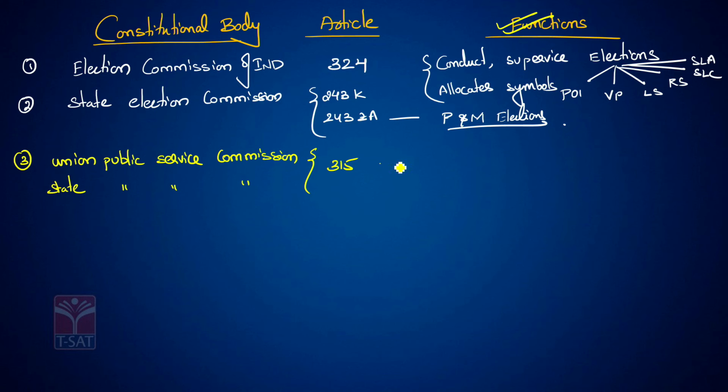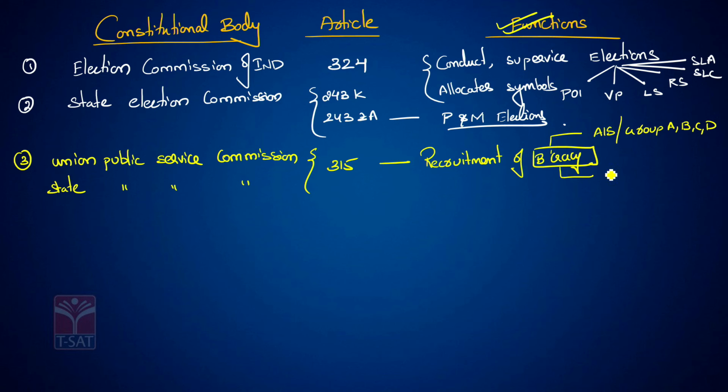Sir, what do they do? They are the recruitment agencies. The recruitment of bureaucracy. The Union Public Service Commission recruits all India services, Group A, B, C, D services. Now, the State Public Service Commission recruits your Group 1, 2, 3 and 4 services. So, this is your Union Public Service Commission, State Public Service Commission, Article 315 of the Indian Constitution.